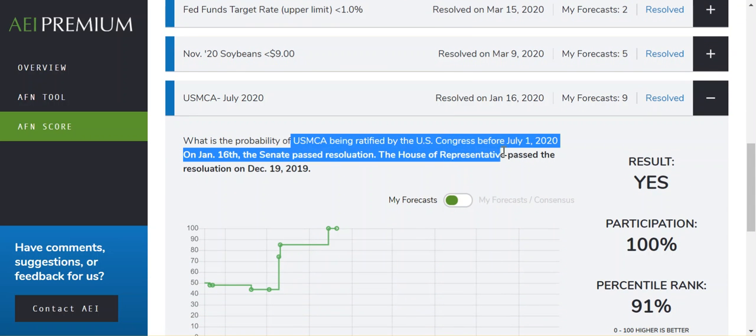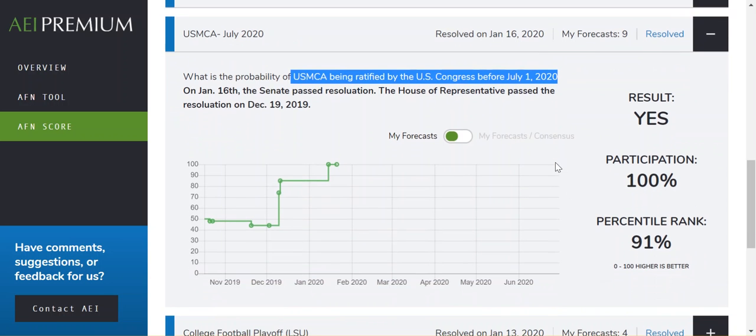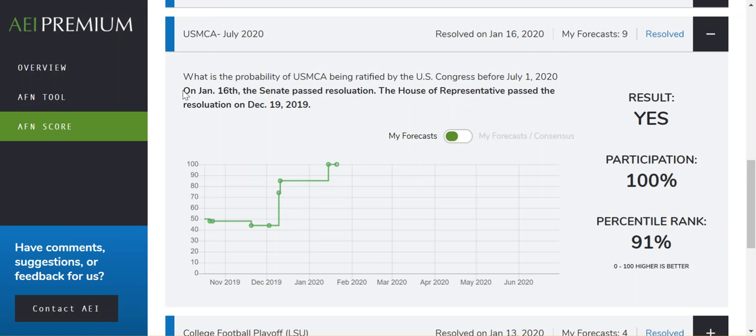the probability of USMCA being ratified by US Congress before July 1, 2020. That seems like an eternity ago, but it was something that we were thinking about a lot here at the end of 2019 and early 2020. And in bold, we tell you, okay, here are the details.